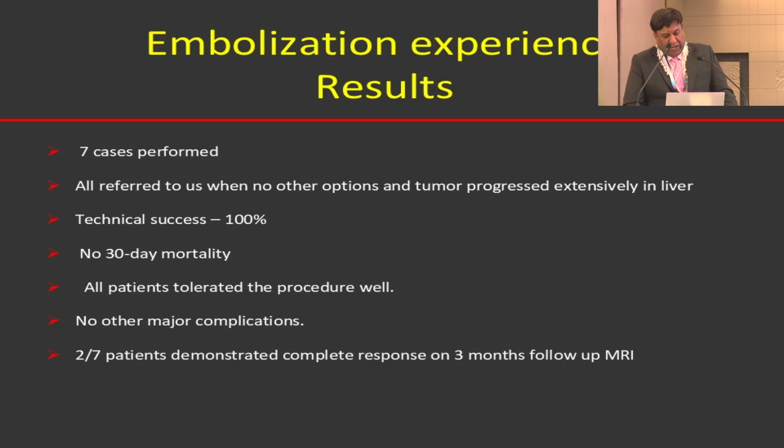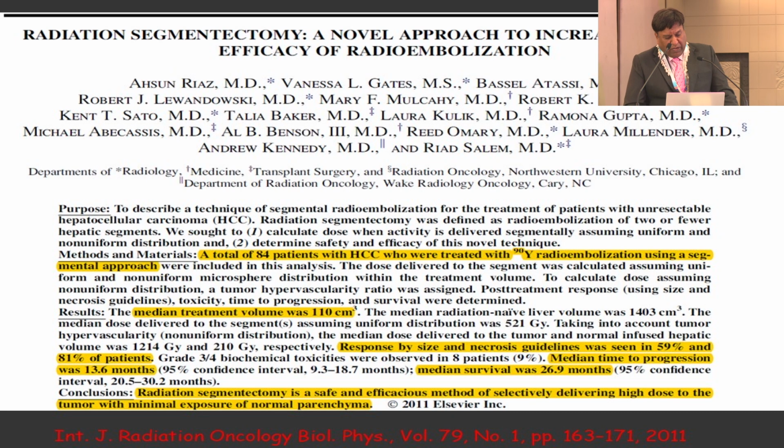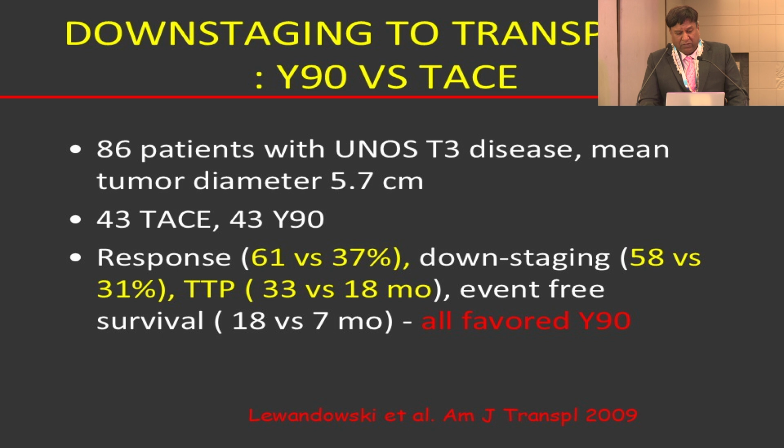And as you can see, radioembolization is gaining popularity. It's a safe and effective radiation segmentectomy procedure. It delivers a high dose locally without injuring the rest of the liver. If one wants to downstage for transplant purposes, and if you compare Y90 versus TACE, there is more and more evidence that Y90 done properly has better results than TACE.